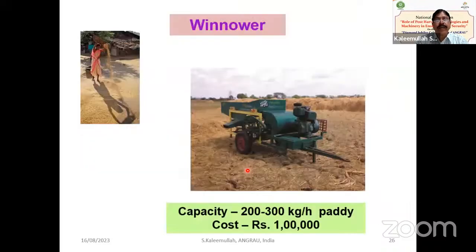And next is the winnower. Most of the time we might have seen that in the villages, the ladies do this type of operation, and they have to stand for a long period and wait till there is wind. Instead, if you use this type of simple winnower, which costs around 1 lakh rupees or so, they can do an operation of at least 200 to 300 kg per hour.